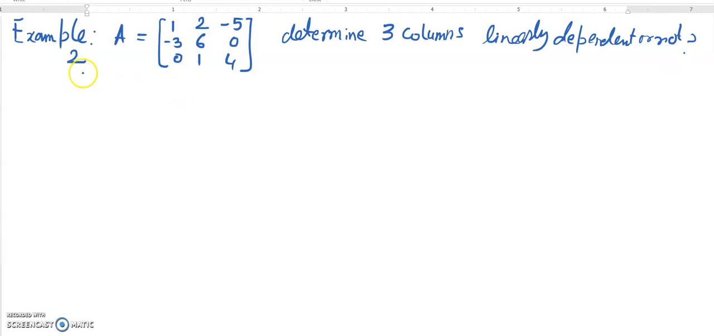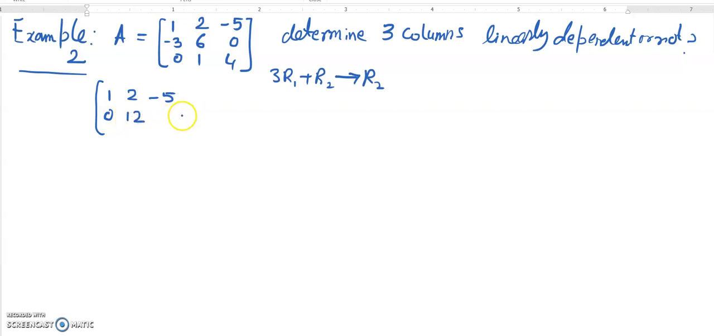So the process is the same. Apply the row operations on this. So what I can do is apply a row operation 3r1 plus r2 to r2. So in this case 1 2 -5, 0, and it will be 12, and it will be -15, and then 0 1 4. Next I apply another row operation.